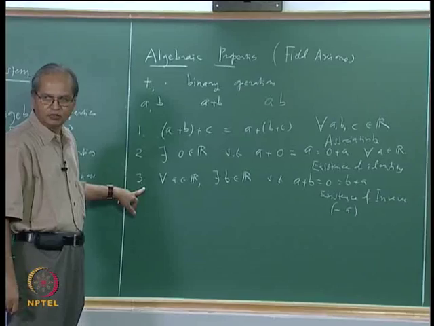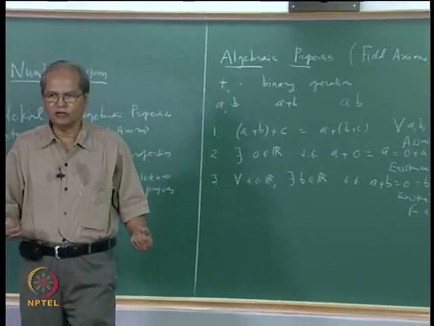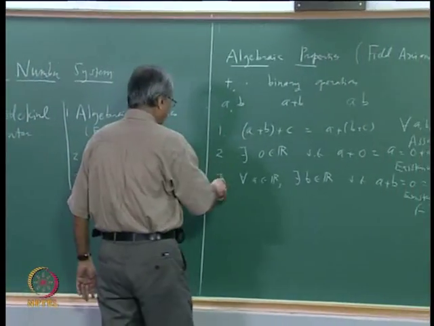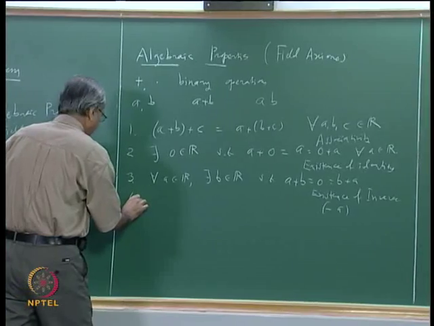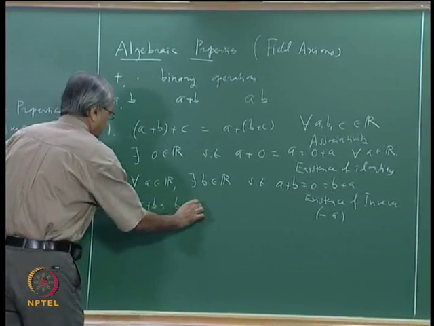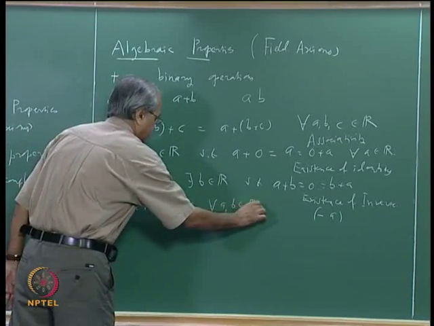But again, as I said, that is not something special about R. There are many other groups other than R. And there is one more property, that this group is what is called a commutative or abelian group, that is, a plus b is equal to b plus a for every a, b in R.